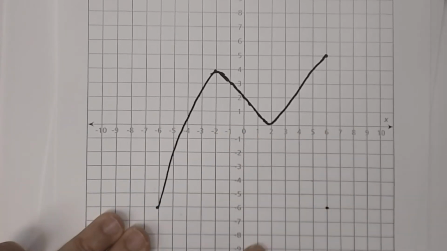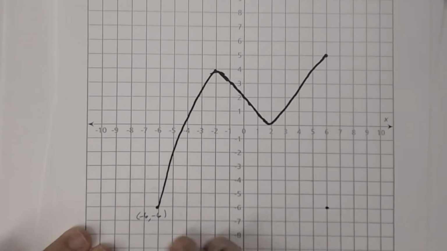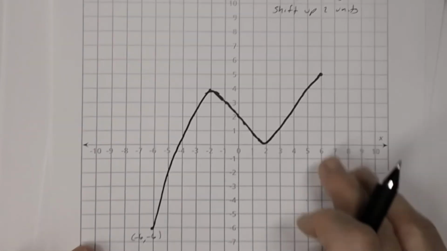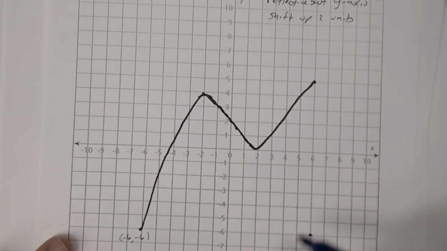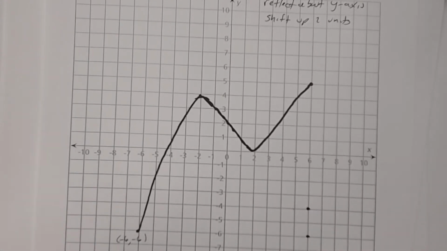This distance will be -6 as well. So -6, -6, -6, -6. When I reflect it across the y-axis, I get that point, which is 6, -6. But then remember, you have to do what to it? You have to shift it up 2 units. So I'm going to take this point and move it up 2 units. I get this now. Okay? So I get that point.